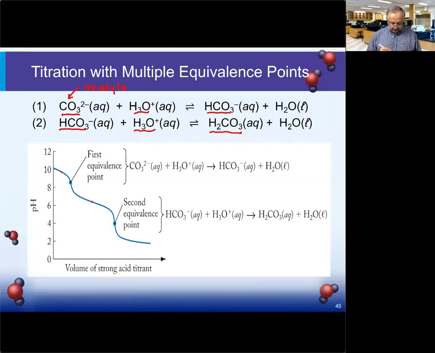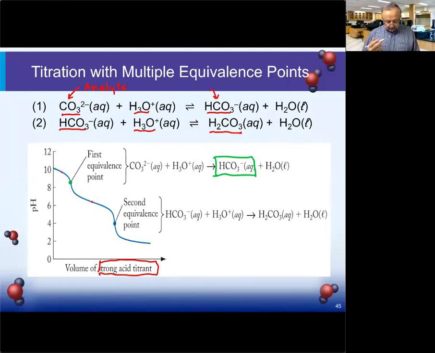The titrant is a strong acid, so it's still an acid-base reaction. The first endpoint is going to be when we have transformed all the carbonate into bicarbonate, HCO3 minus. Let me switch to a green color. So this is this point here, and at this point we have only, technically speaking, bicarbonate.